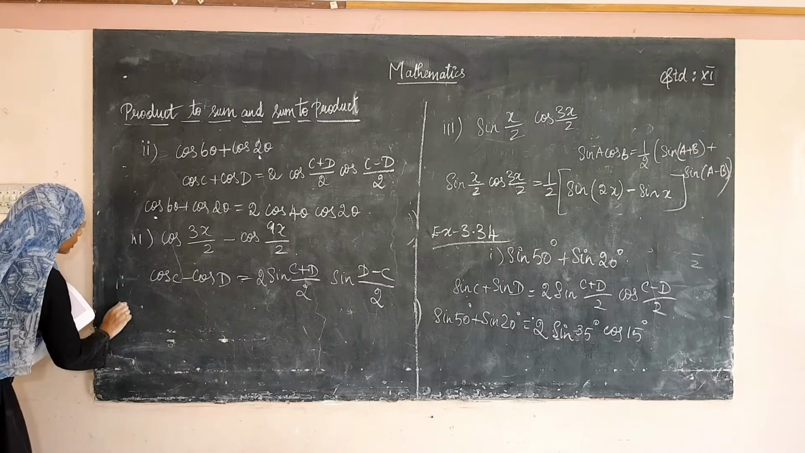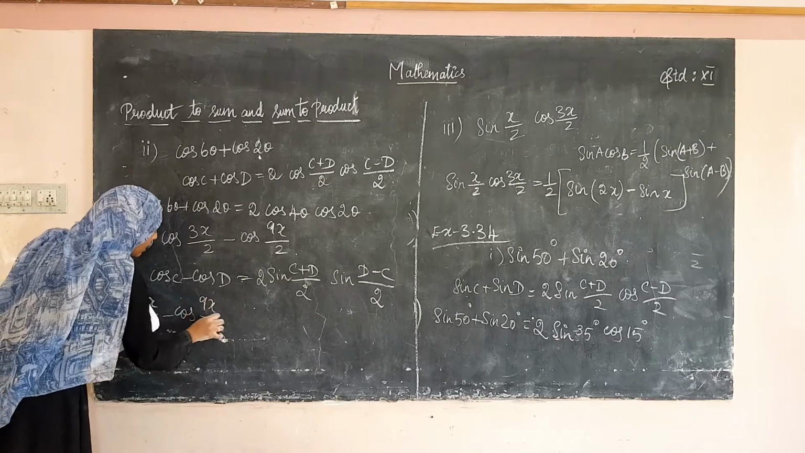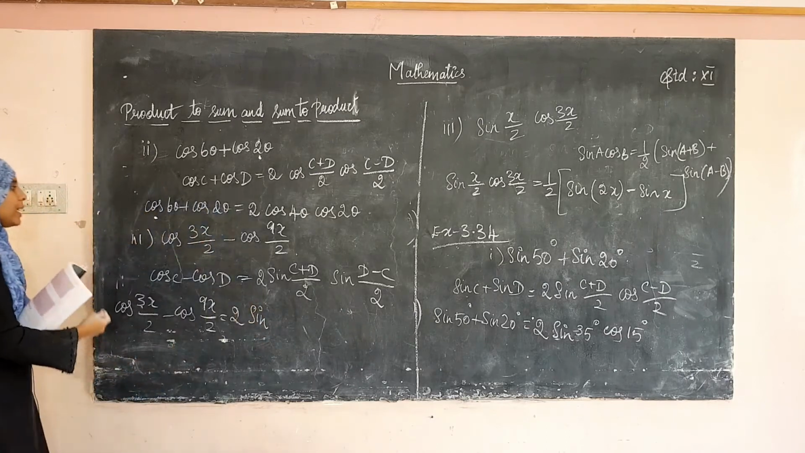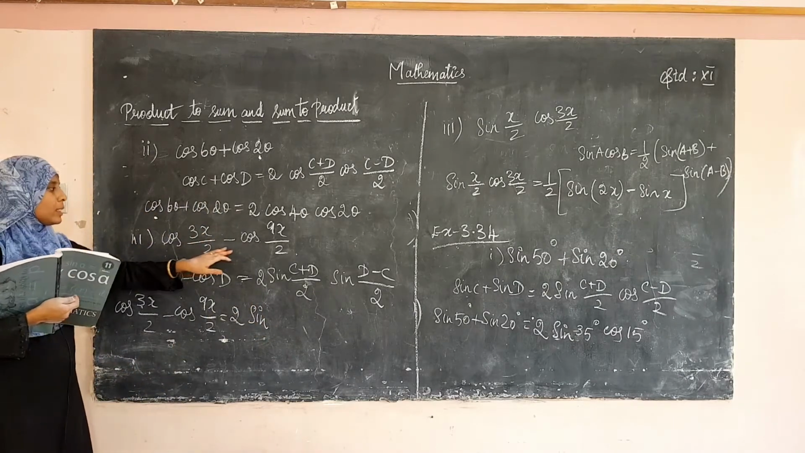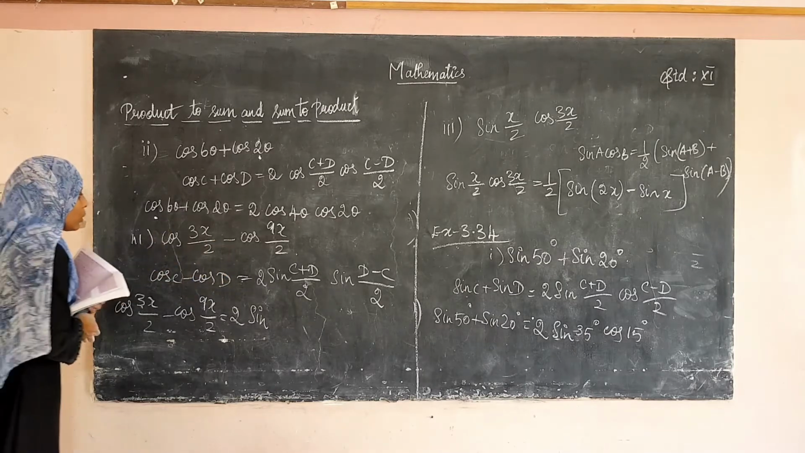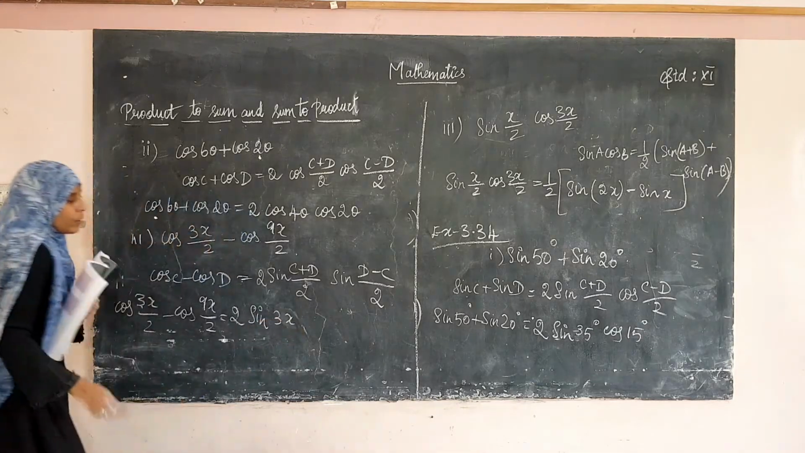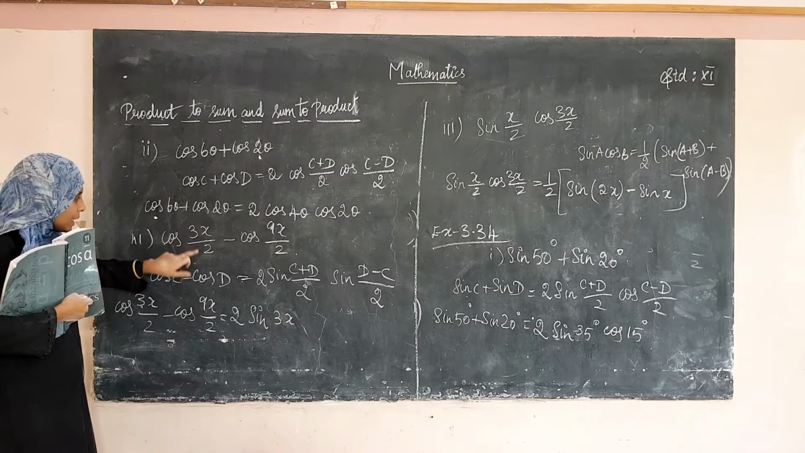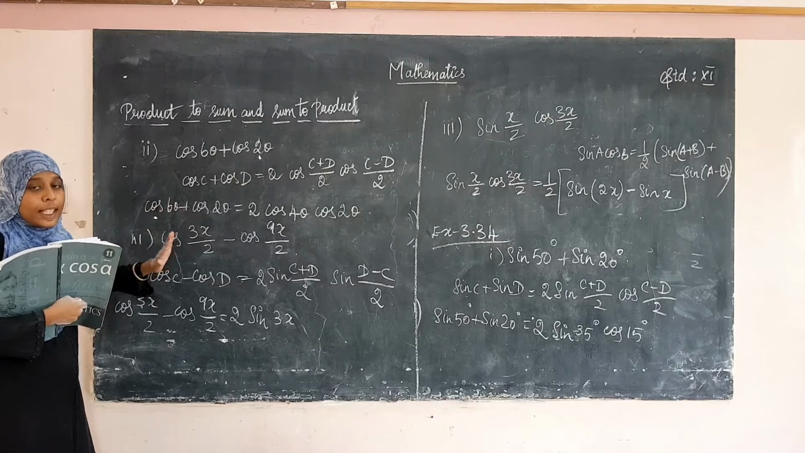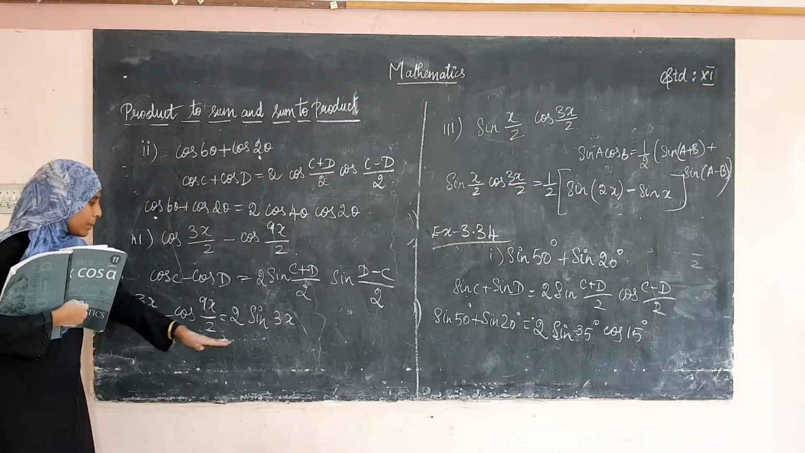Okay, that is cos of 3x/2 minus cos of 9x/2 is equal to 2 into sin, what is C plus D? 3x/2 plus 9x/2 is 12x/2, that is 6x. So C plus D is 6x, and (C plus D) divided by 2 is 6x divided by 2, it becomes 3x.